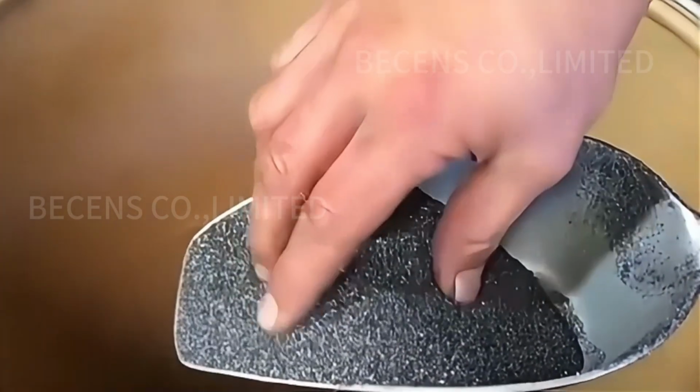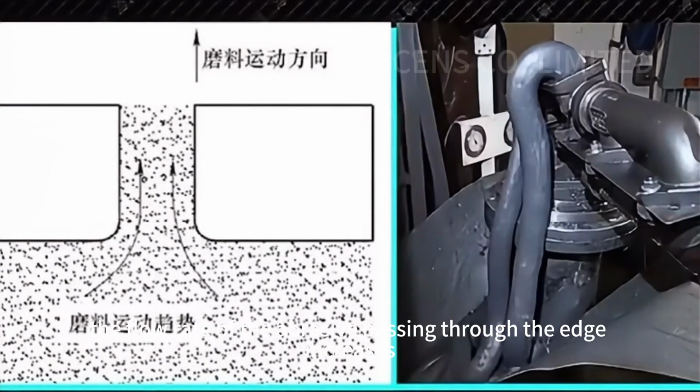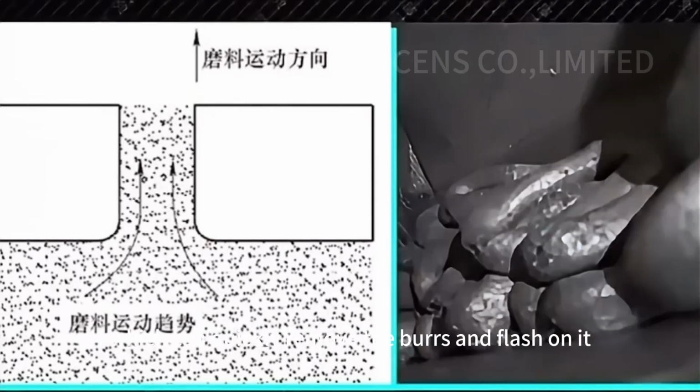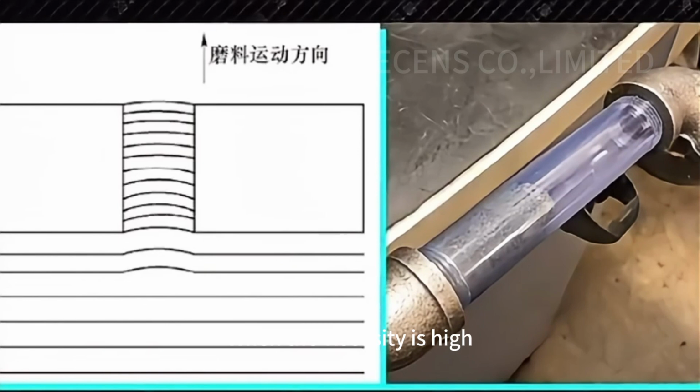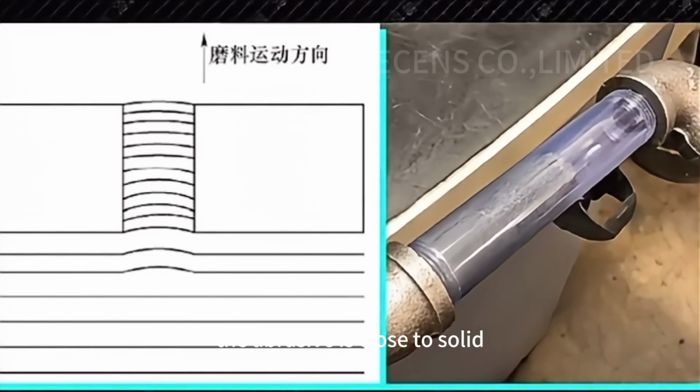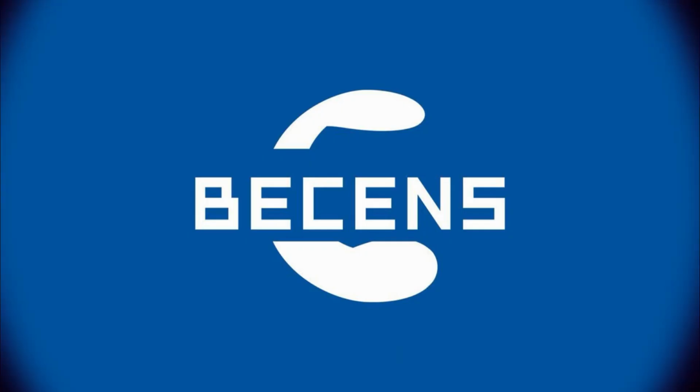For example, when the viscosity is low, the flow rate of the abrasive passing through the edge increases, which can quickly remove the burrs and flash on it. When the viscosity is high, the abrasive is close to solid, and it will form a shear state through the edge.